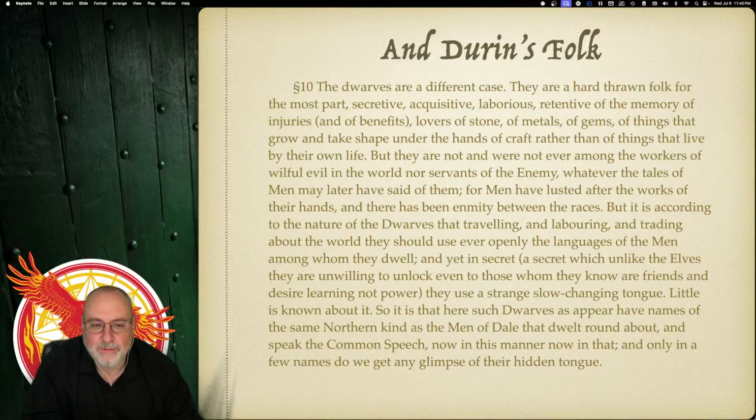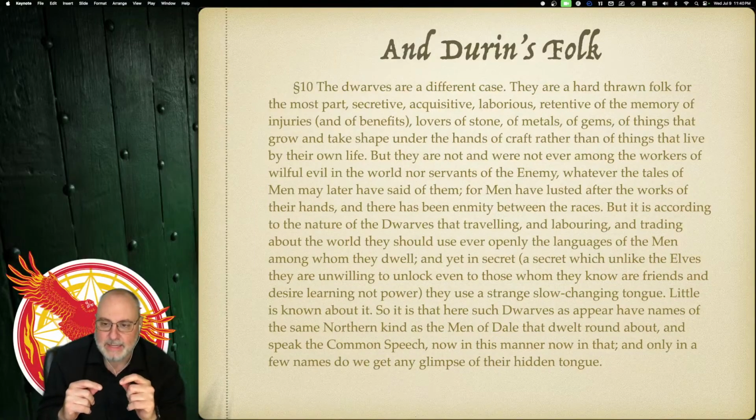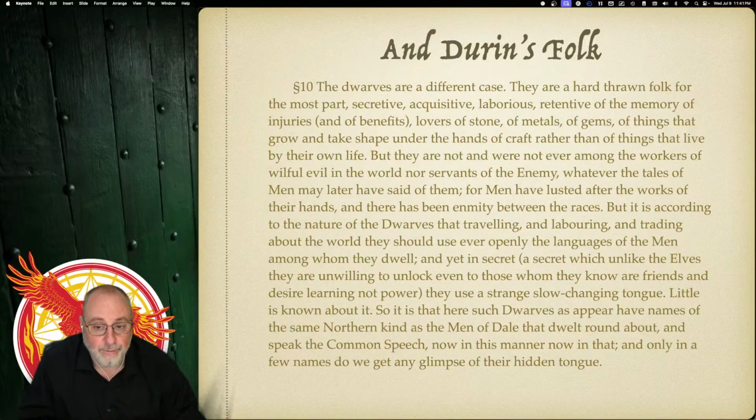For men have lusted after the works of their hands, and there has been enmity between the races. But it is according to the nature of the dwarves that the travelling and labouring and trading about the world they should use ever openly. Hang on a second, I lost my place. But it is according to the nature of the dwarves that travelling and labouring and trading about the world, they should use ever openly the languages of the men among whom they dwell, and yet in secret, a secret which, unlike the elves, they are unwilling to unlock even to those whom they know are friends and desire learning, not power. They use a strange, slow-changing tongue.